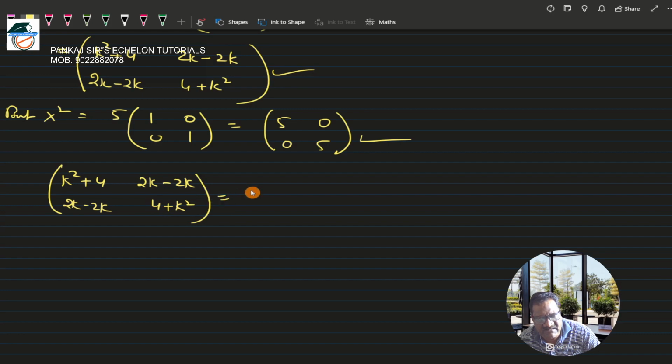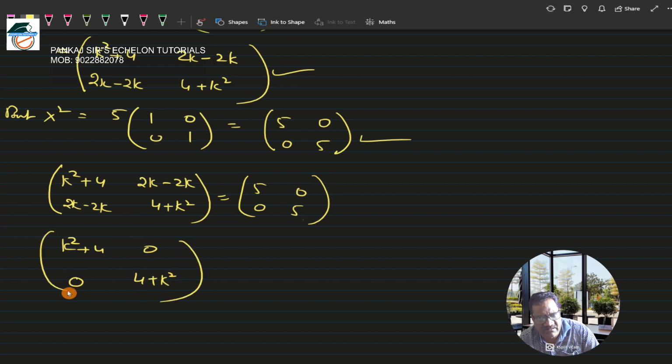Okay, this will be equal to 5 0 0 5. Now let me write this as 0. So K square plus 4, this will be 2K minus 2K is 0, this will be 0, this is 4 plus K square. Okay, now this is equal to 5 0 0 5. Now to find out K, I'll equate this with this. So I'll get K square plus 4 equal to 5.